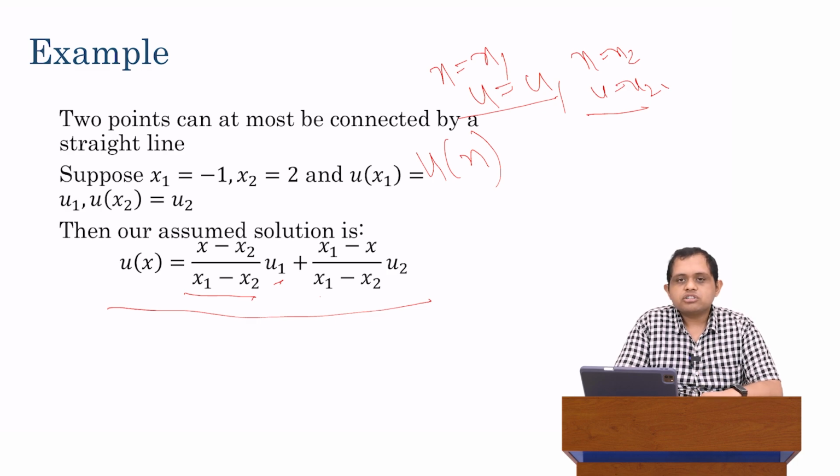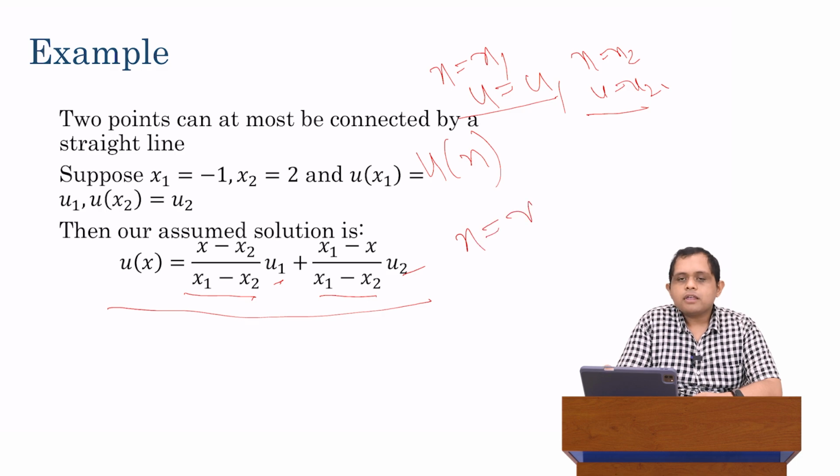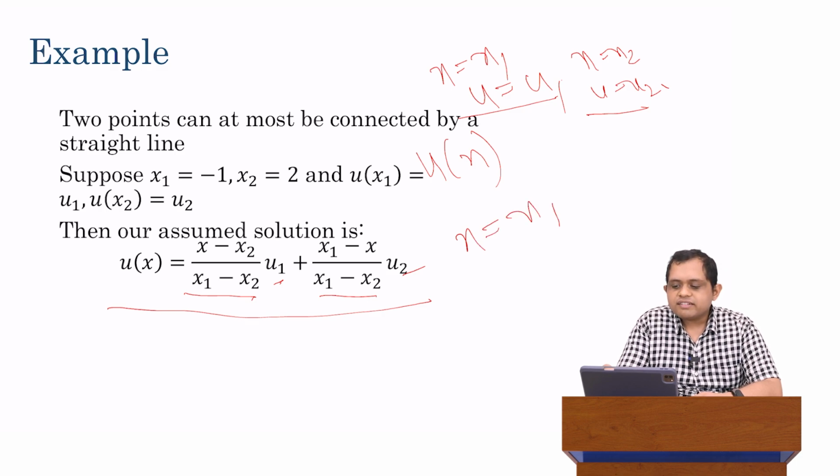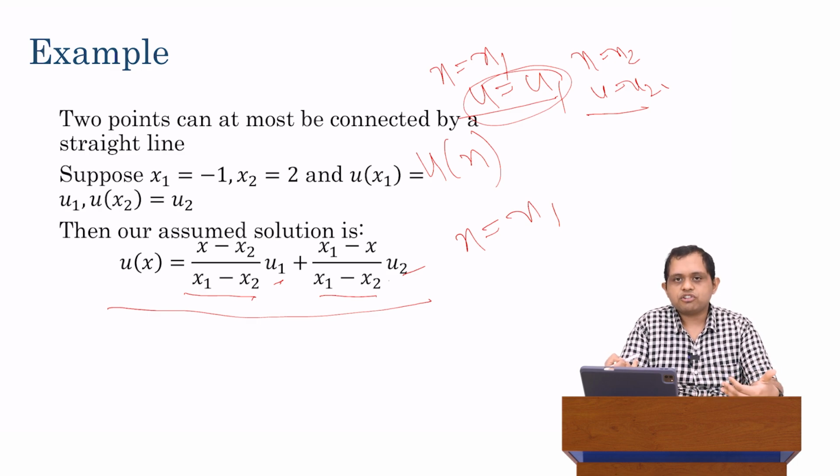So it's some function into u1 plus some function into u2. Let's check if this solution is correct. Suppose to this u of x, we plug in x is equal to x1. When x is equal to x1, we must have u is equal to u1. Our interpolating function, or our expression, must give us that for it to be correct.